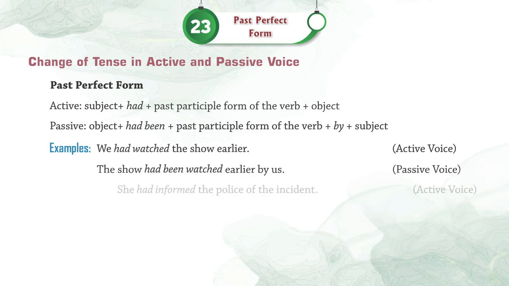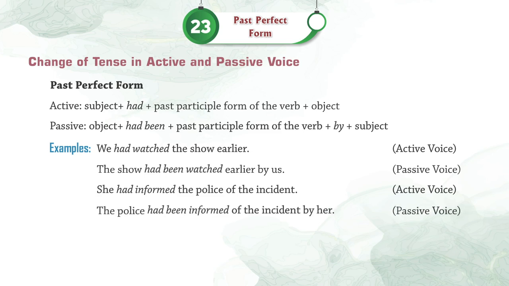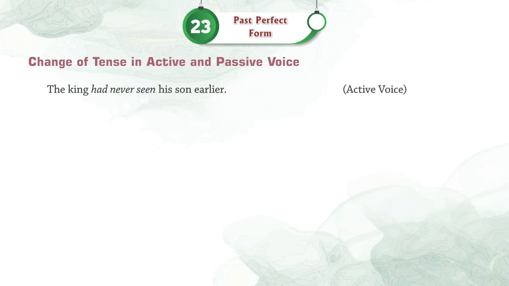Active voice: She had informed the police of the incident. Passive voice: The police had been informed of the incident by her. Active voice: The king had never seen his son earlier. Passive voice: His son had never been seen earlier by the king.